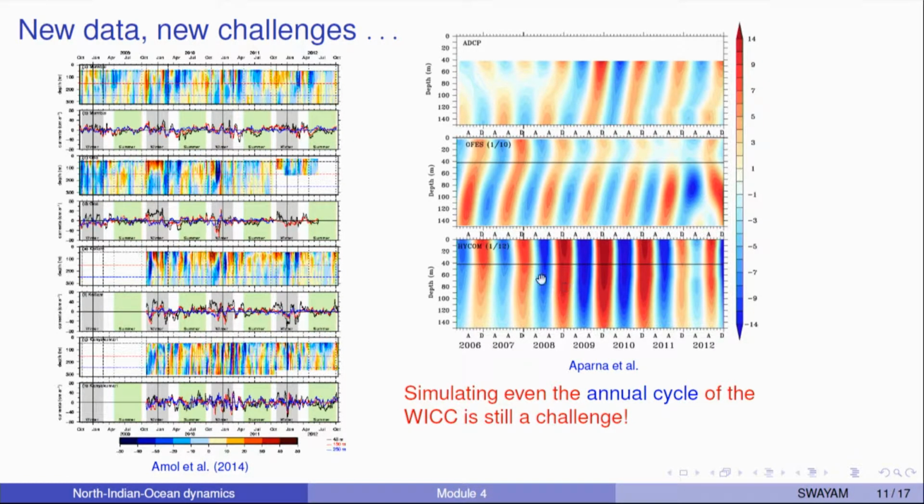The bottom panel shows you a simulation with data assimilation. It gets the weakening during 2006 to 8, but not the upward phase propagation. So even today, simulating just the annual or seasonal cycle of the West India Coastal Current is a challenge for the most powerful computers and the best of models.